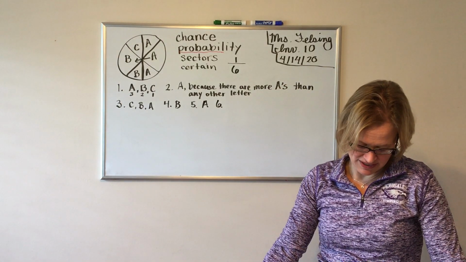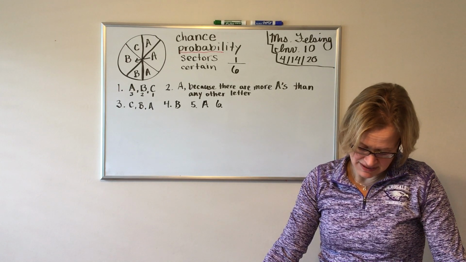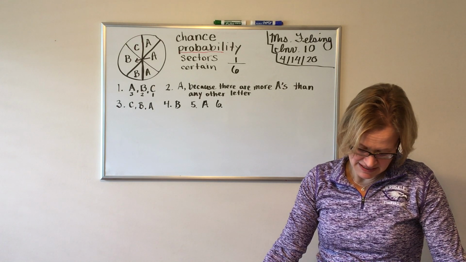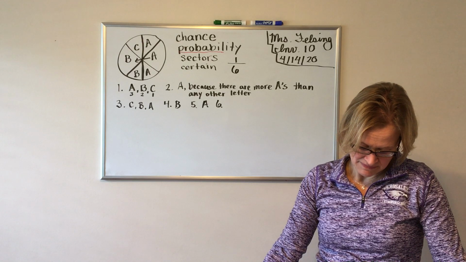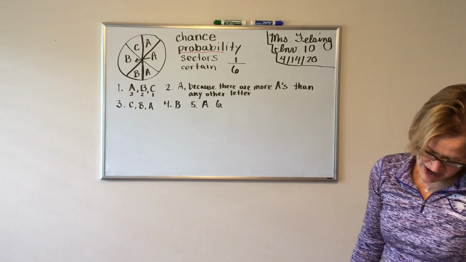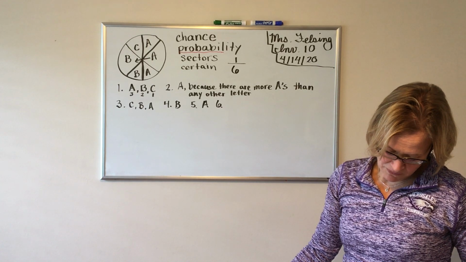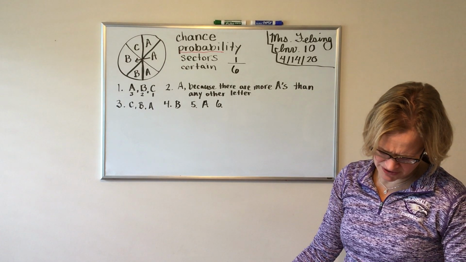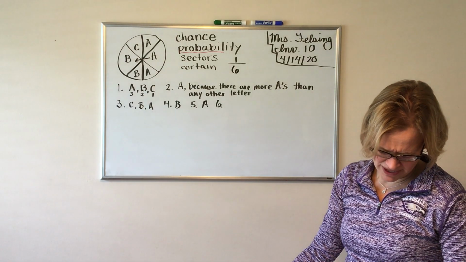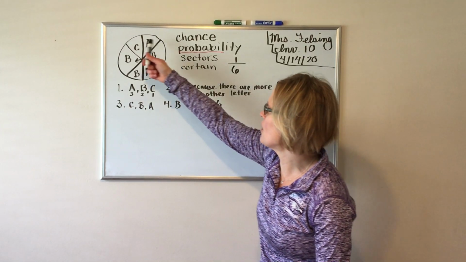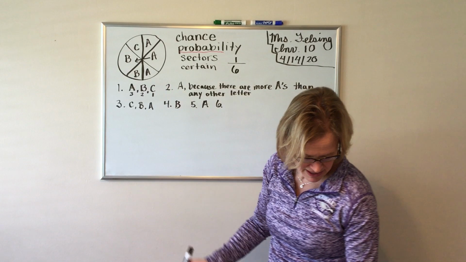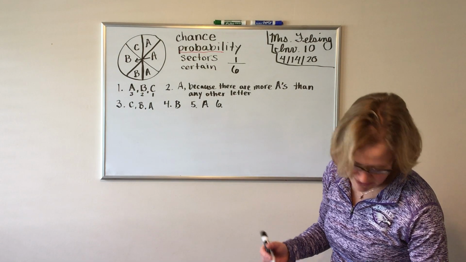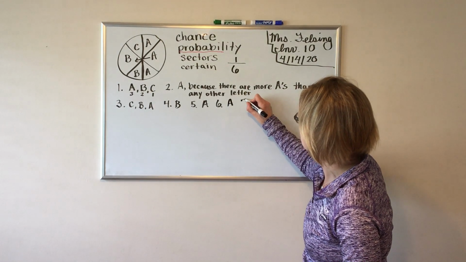Number 6, multiple choice. If the arrow is spun many times, then what fraction of the spins are likely to stop in sector C? Well, if we take a look at our fractions, if we have 1 out of 3, 1 out of 2, 5 out of 6, or 1 out of 6. Well, remember, how many sectors are there? There are 6. And how many of them are C? It'd be 1. So our answer for that would be letter A, because that would go with the fraction 1/6.